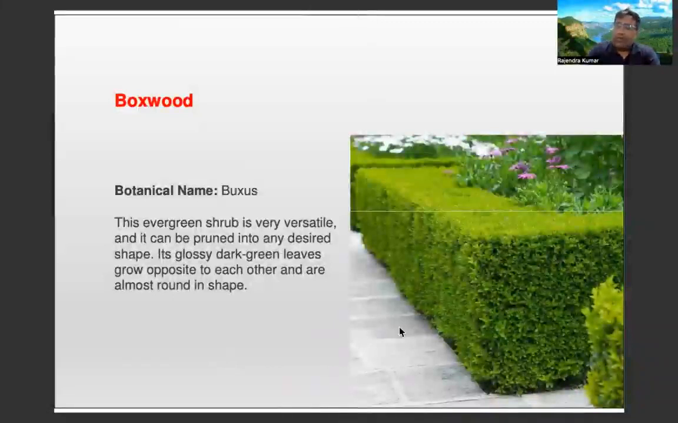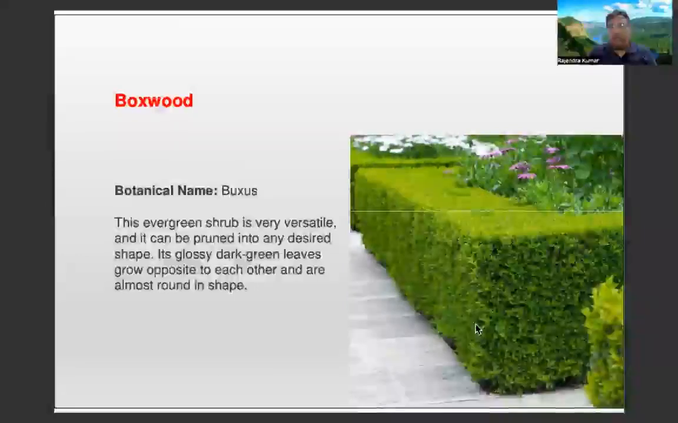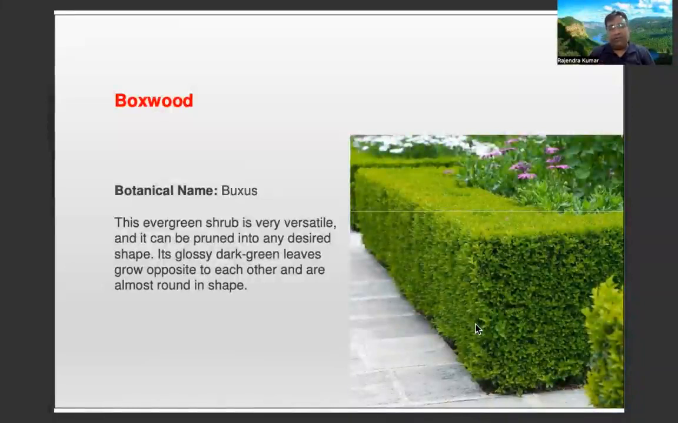So this is one of the very, very important ones, and you can see that none of the landscapes in any domestic houses are complete without this boxwood plantation. The botanical name is Buxus. This evergreen shrub is very versatile and it can be pruned into a desired shape. Prune means the cutting and trimming of the shrub. And it can attain any shape you want.